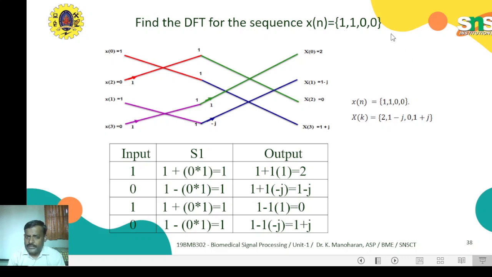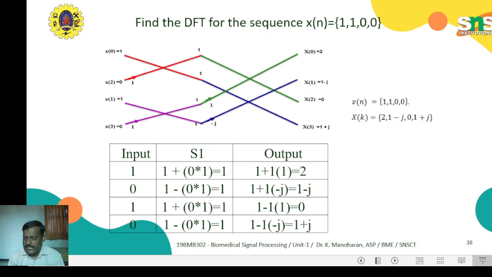Before feeding that input, we need to perform a bit reversal operation. For bit reversal, we know the binary equivalent for each index. This is the 0 sample, first sample, second sample and third sample. 0 we take as the binary value 0, 0. 1 we take as 0, 1. The second value will be 1, 0, and the third 1, 1. This is the binary equivalent.